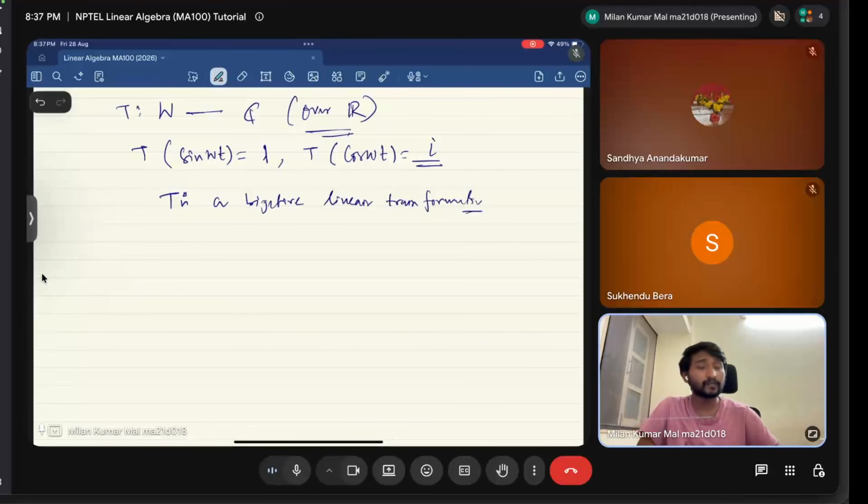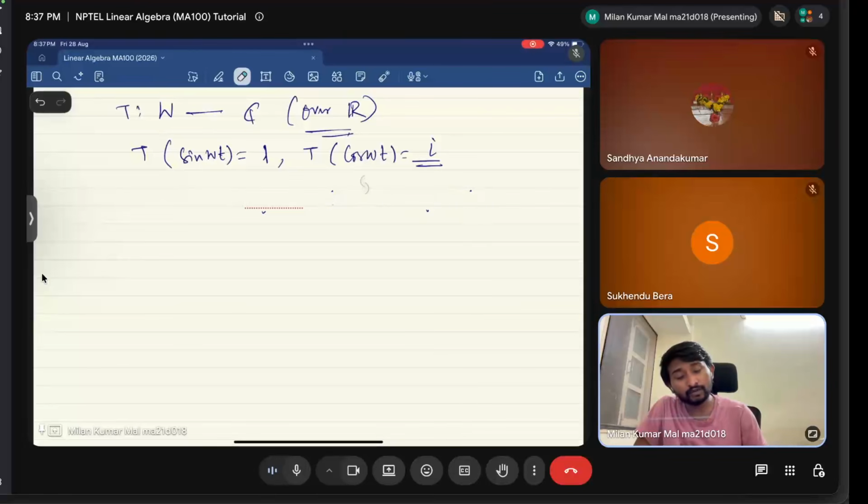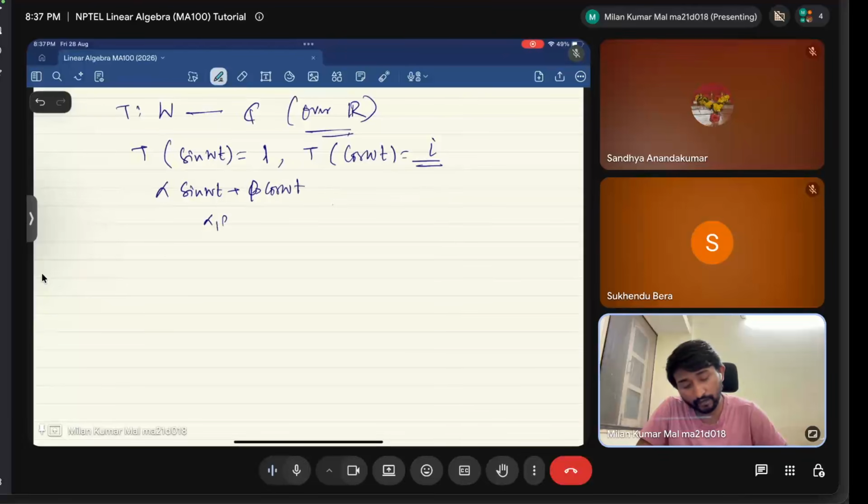I mean, linear means, how linear? Okay, here is the interesting fact which I have started: if we have a linear transformation, then it is enough to know the values of the linear transformation only on a single basis. Then for any entry in W, what will it be? Any entry in W is like alpha sin wt plus beta cos wt for some alpha, beta coming from the real numbers, because that is what it is.